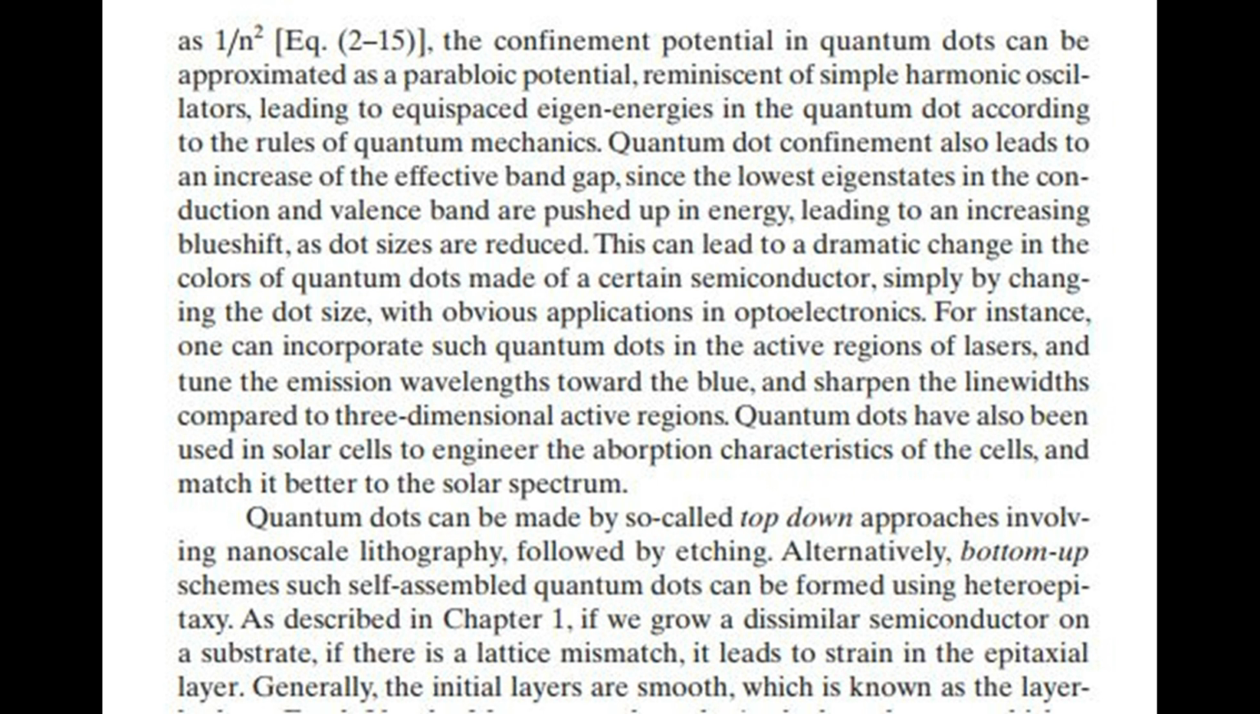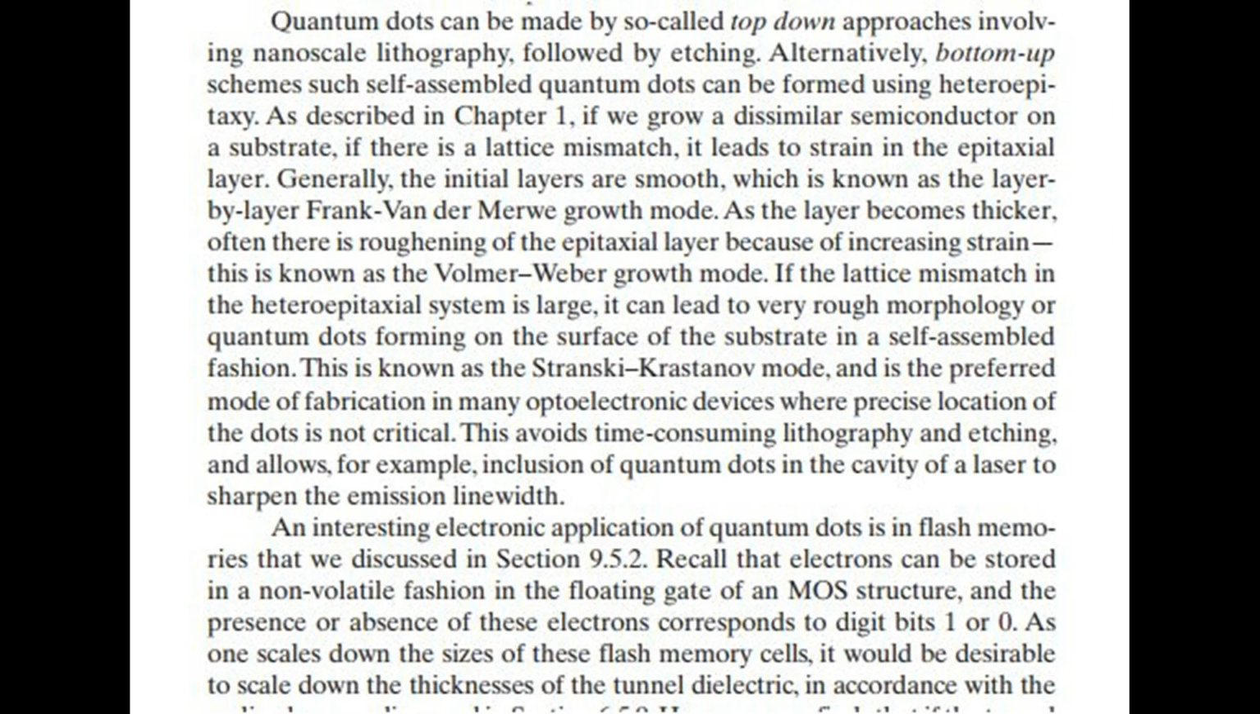Quantum dots can be made by so-called top-down approaches involving nanoscale lithography, followed by etching. Alternatively, bottom-up schemes such as self-assembled quantum dots can be formed using heteroepitaxy. As described in Chapter 1, if we grow a dissimilar semiconductor on a substrate, if there is a lattice mismatch, it leads to strain in the epitaxial layer. Generally, the initial layers are smooth, which is known as the layer-by-layer Frank-van der Merwe growth mode. As the layer becomes thicker, often there is roughening of the epitaxial layer because of increasing strain. This is known as the Volmer-Weber growth mode.